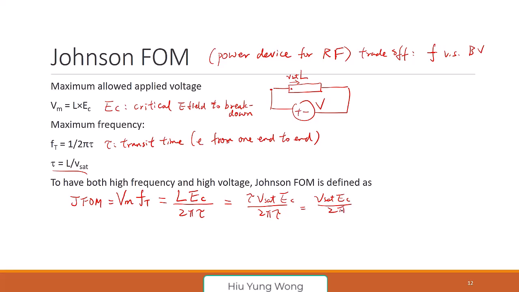So this is the Johnson figures of merit. How do I evaluate a material, whether it's better than the other? I look at its saturation velocity and its critical electric field. Their product is the Johnson figures of merit. If I have high saturation velocity and also high critical electric field, then I have a good device.